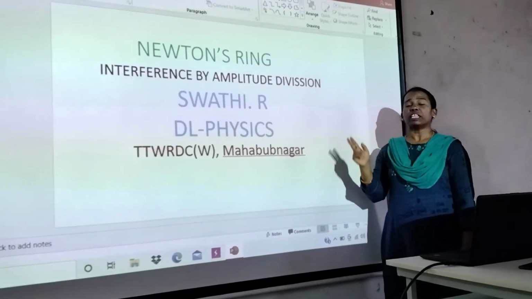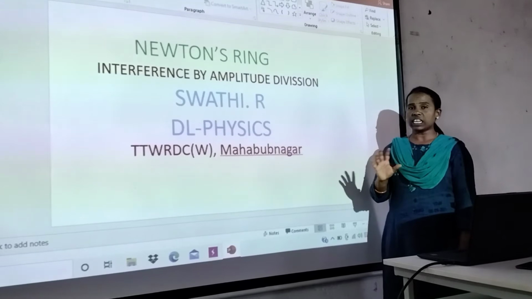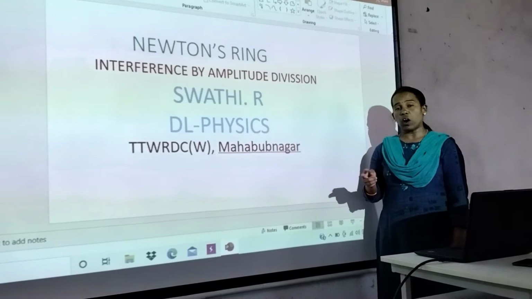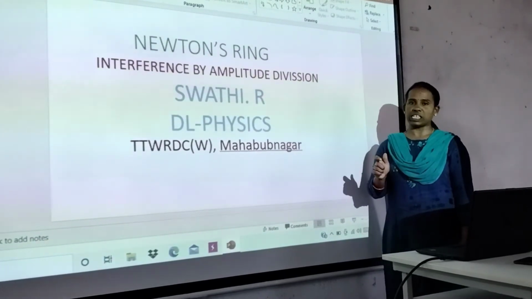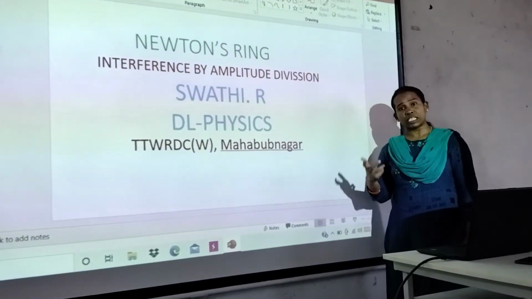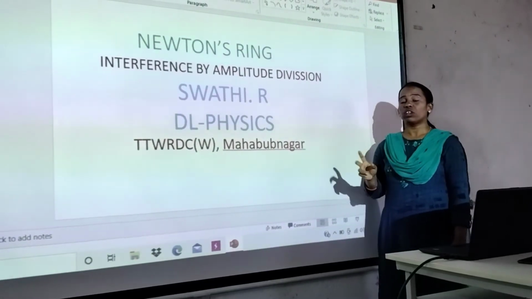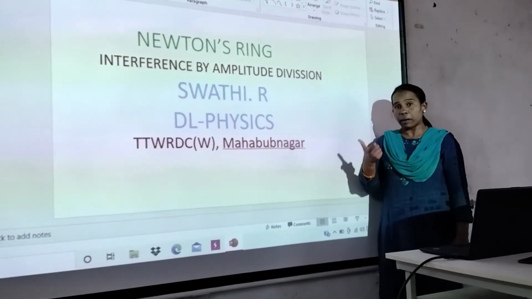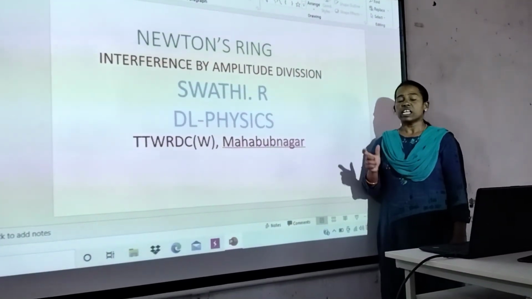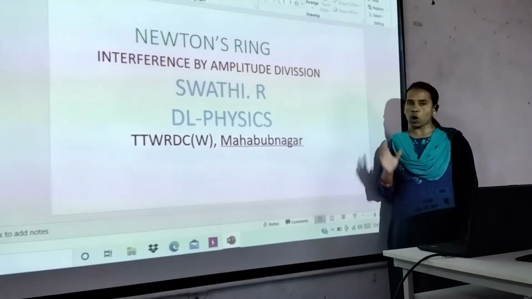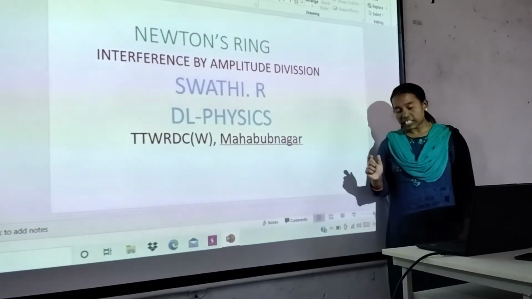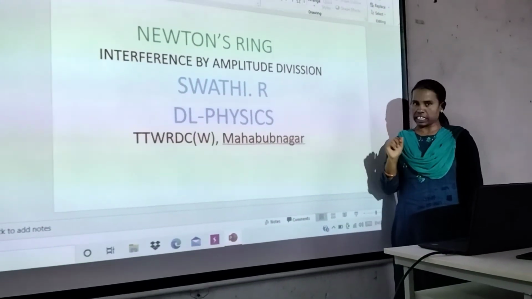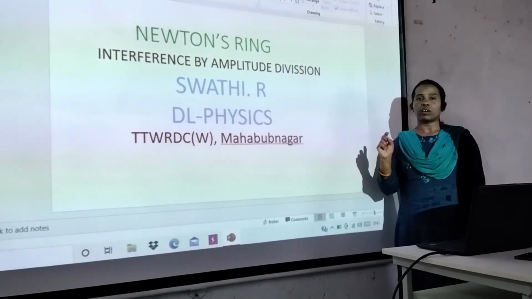In the previous classes, we discussed very clearly that it is very difficult to maintain coherence, or a constant phase difference, between two waves which have the same frequency but are emitted by two different sources. So in order to get coherence between two waves, we definitely need to derive two waves from a single wave.